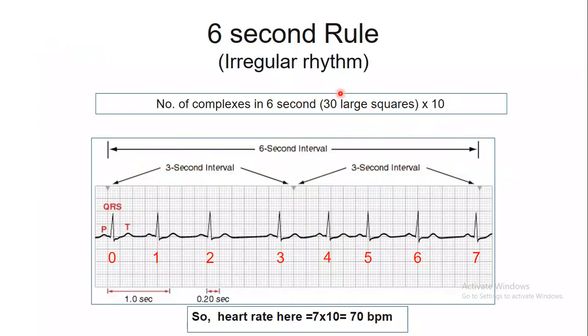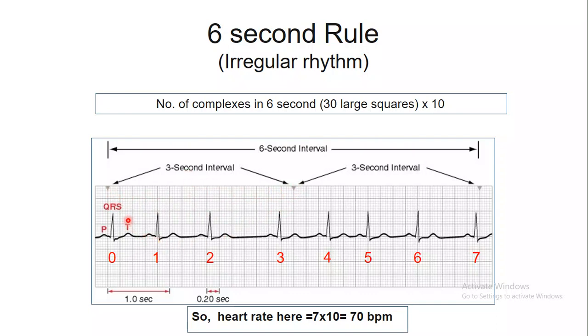In case of irregular heart rhythm, we calculate the number of R waves in 6 seconds, which equals 30 large squares, and then multiply this number by 10. To avoid calculating 30 large squares, on the top of each ECG paper we have this marker. Between each two markers there are 3 seconds or 15 large squares.